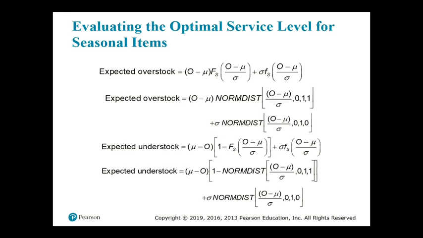Additionally, you can also, these are some formulas for calculating expected overstock and understock. So again, it's going to depend on the order quantity, O, and the demand distribution, which is defined by mu and sigma. And then the Fs is the CDF function of a standard normal distribution. And then this is the PDF of standard normal distribution.